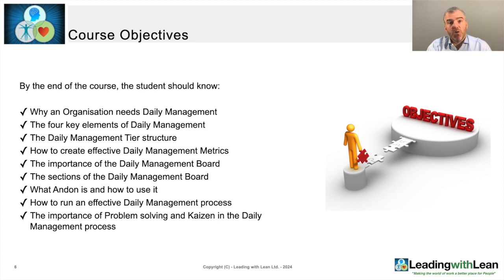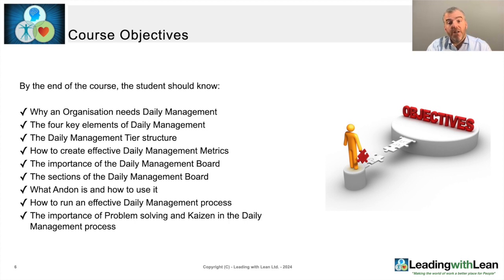The daily management tier structure. How do you ensure that daily management is tiered throughout the organisation? How to create daily management metrics. How do you make sure that the metrics that are driving the daily management are the right ones? The importance of the daily management board, the sections of the daily management board, and then what Andon is and how to use it. We've got quite a good coverage of Andon in this course, and I think it's important because Andon is often misunderstood and often misapplied in organisations, and I want to make sure you fully understand how to use Andon really well.